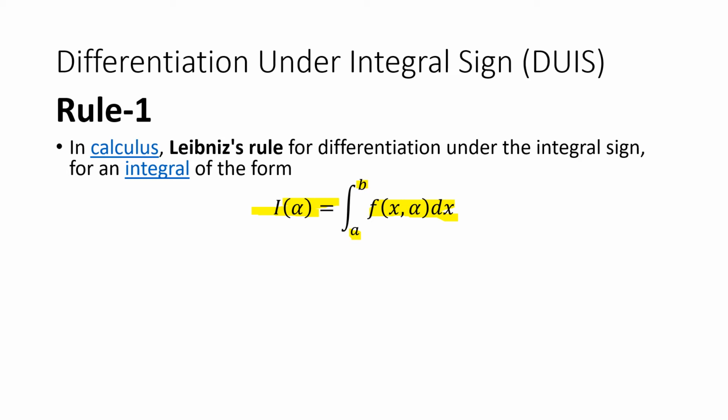Now if we want to differentiate I with respect to alpha, then it will be ordinary differentiation. Actually we want to differentiate this integral with respect to alpha. If this integral is solvable, then no problem, you can first solve this integral and then differentiate. It is a very easy method. But if this integral is not solvable, then you have to differentiate it under the integral sign only. That's why this particular topic is known as DUIS.